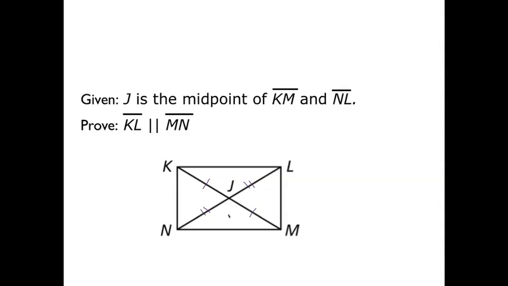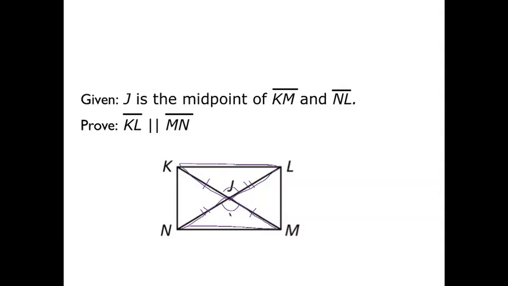So what I'll probably want to do is use the triangle here and the triangle here as the basis for my proof. Well, what I know is vertical angles are congruent, so angle KJL is congruent to angle NJM. Well, I've got side, included angle, and another side. Side, included angle, and another side. These two triangles are congruent by side, angle, side.